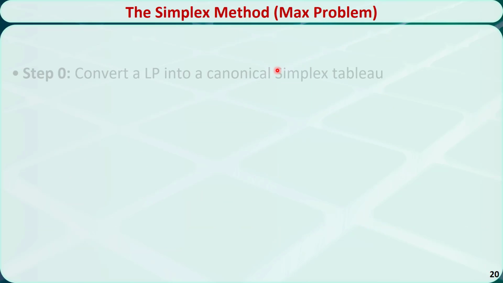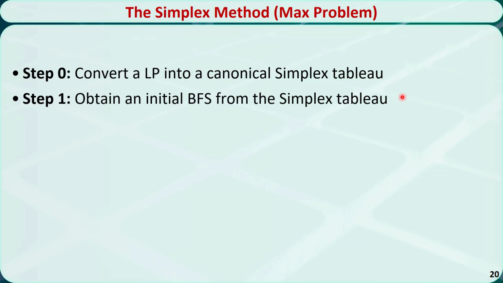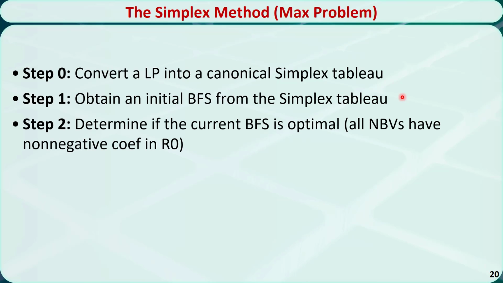To sum up, we can use the following steps to solve a maximization linear programming problem. Step 0. Convert a linear programming problem into a canonical simplex tableau. Step 1. Obtain an initial basic feasible solution from the simplex tableau. Step 2. Determine if the current basic feasible solution is optimal by checking if all non-basic variables have non-negative coefficient in row 0.